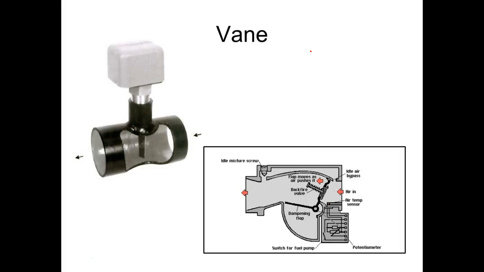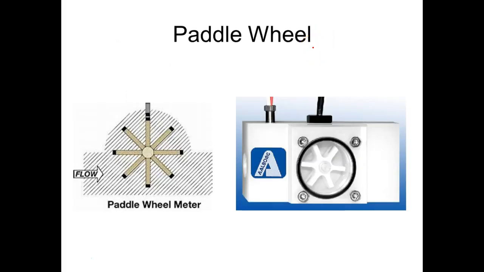Then we have the paddle wheel. This is pretty straightforward. We bring flow into one side and move it through there. How fast the paddle wheel turns would give us what? Flow rate, yeah. Most of these are pretty straightforward.